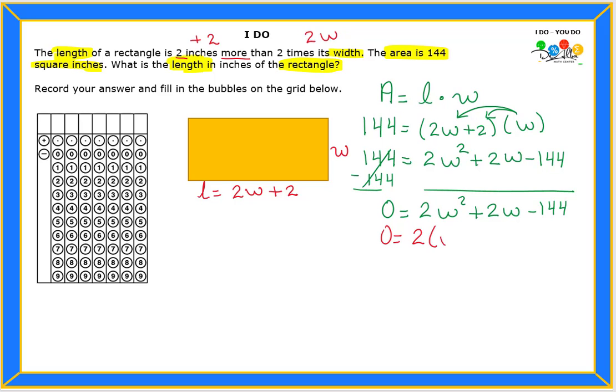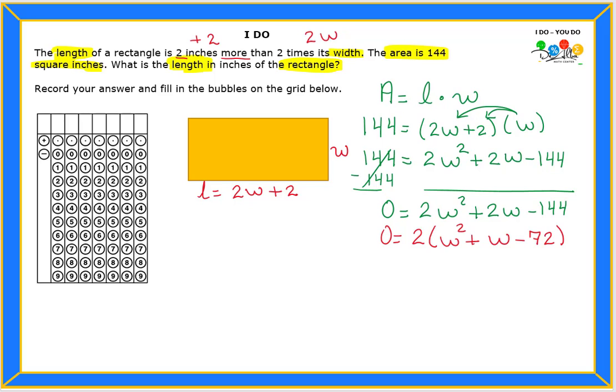Therefore, inside the parentheses, I am going to end up with W squared plus W. And remember, the way that I'm getting these numbers is by saying 2 times what gives me that term. So now 2 times what gives me 144? Well, 2 times 72, but it's a minus, so I'm going to say minus 72.